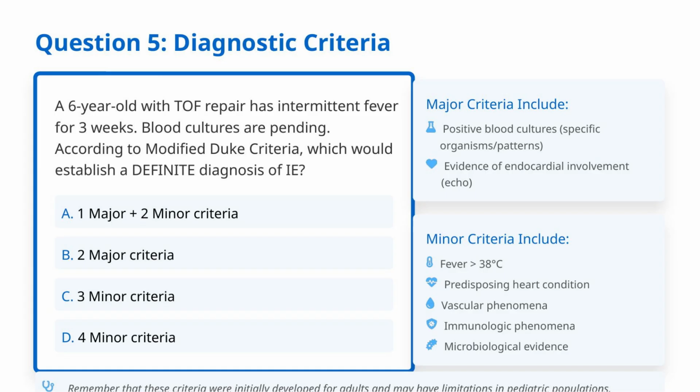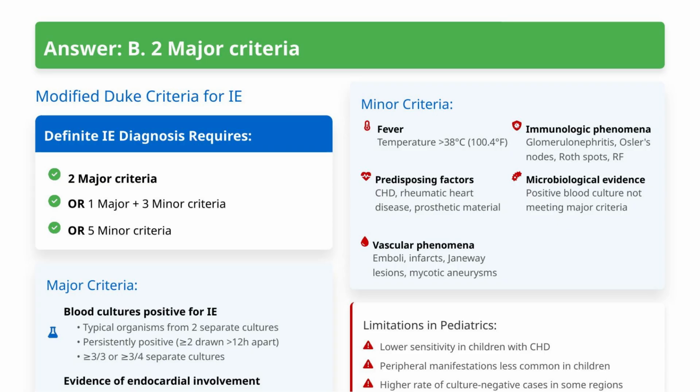As you consider this question, remember that the major criteria include positive blood cultures with specific organisms or pathogens and evidence of endocardial involvement on echocardiography. Minor criteria include fever above 38 degrees Celsius, predisposing heart condition, vascular phenomena, immunologic phenomena, and microbiological evidence that doesn't meet major criteria standards. The correct answer is B.